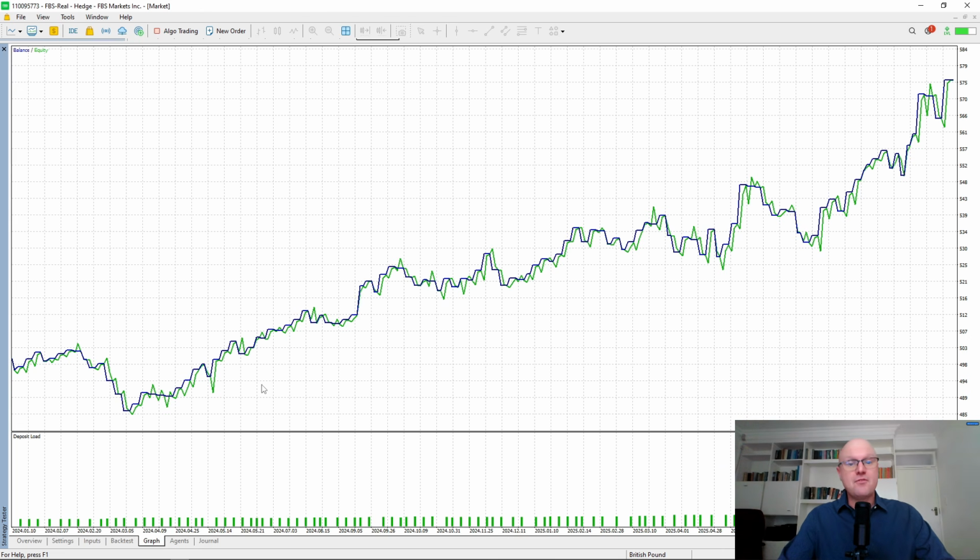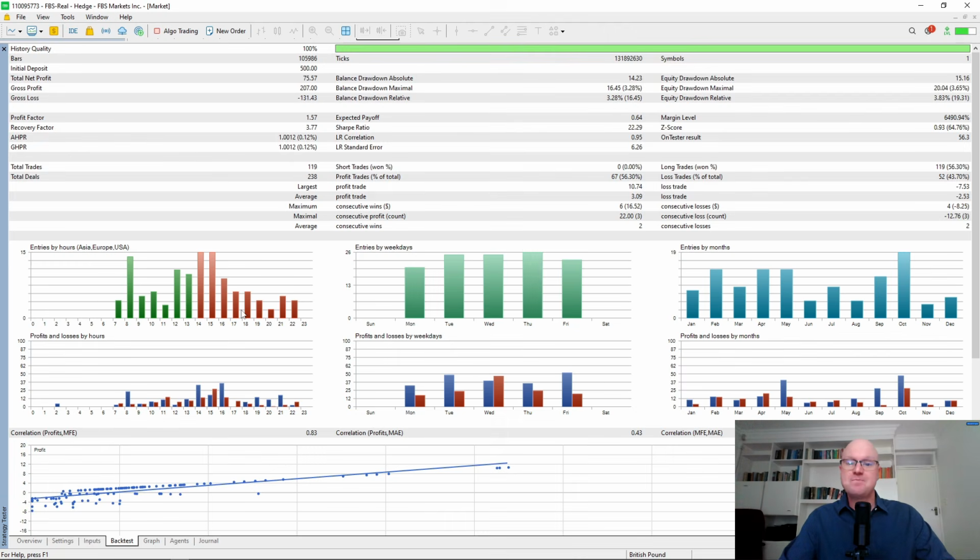Now, this graph, a few things that I've noticed is that it doesn't use any grid or martingale or dangerous strategies like that, and we see individual trades at 0.01 each with a stop loss and take profit in place. Now it generated a total net profit of $75.57 with a very low equity drawdown of only $20.04, giving us a very impressive profit factor of 1.57.